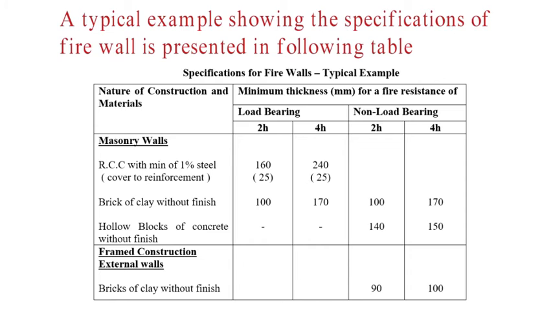For hollow bricks of concrete without finishing. So for 2-hour non-load bearing structures, it should have a minimum thickness of 140 mm, and 4 hours non-load bearing structures, we should have a minimum thickness of 150 mm. That is also for framed construction external walls, 90 and 100 for 2-hour and 4-hour non-load bearing structures.